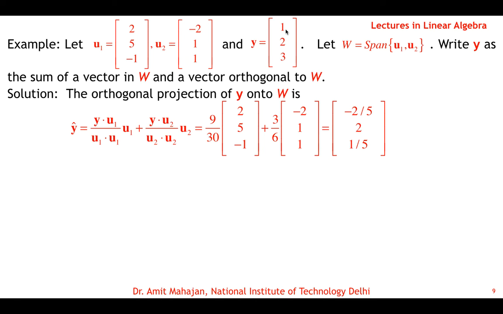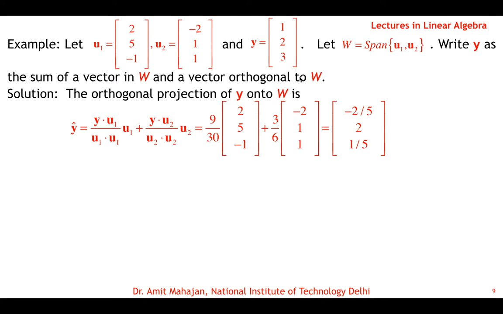Y dot u2, the dot product of these two: minus 2 plus 3, so we get 3. And u2 dot u2, the squares added, 4 plus 1 plus 1, so that's 6, with u2 the vector minus 2, 1, 1. So we can solve this and find this vector. This is the projection of the y vector on the space w.